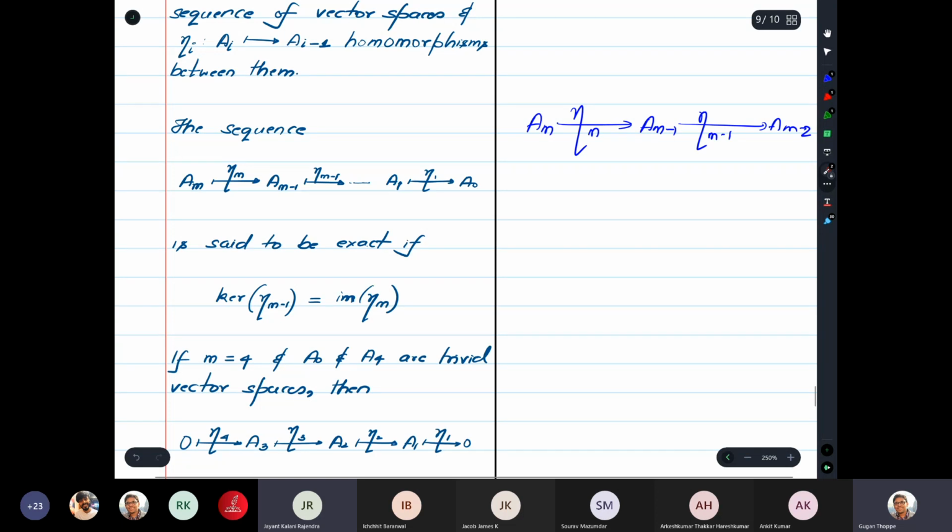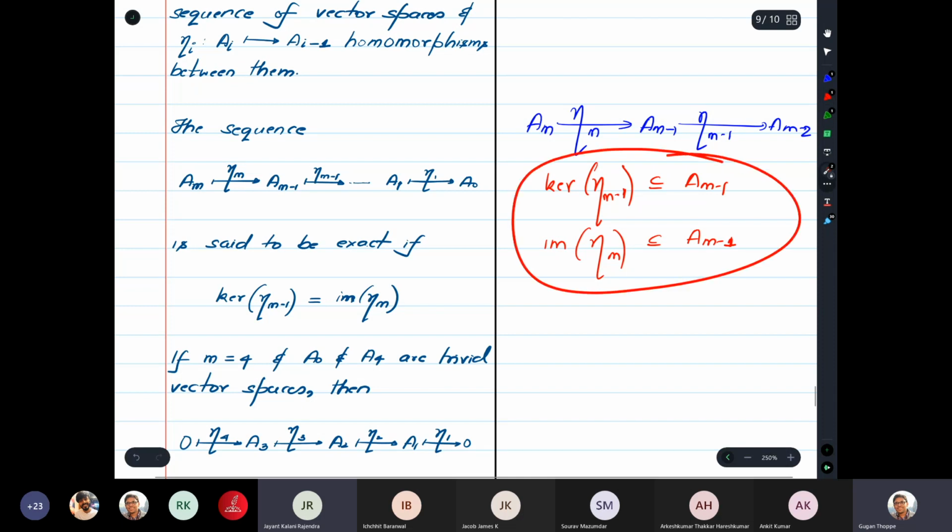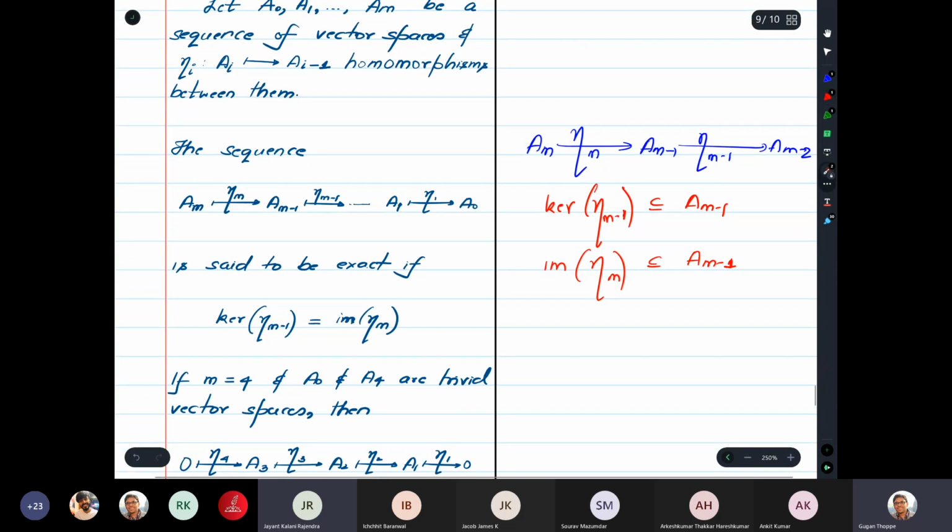So kernel of eta m minus 1, I hope you agree, is a subset of Am minus 1. Similarly, image of eta m will also be a subset of Am minus 1. Is this okay? And we will say that such a sequence is said to be a Mayer-Vietoris sequence if these two sets are one and the same. Okay, so that is what I have written over here.